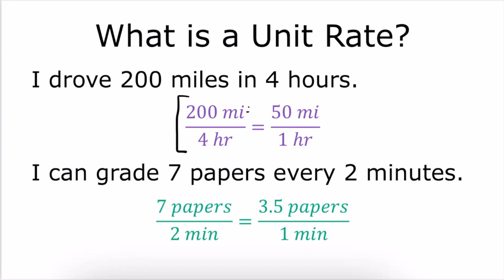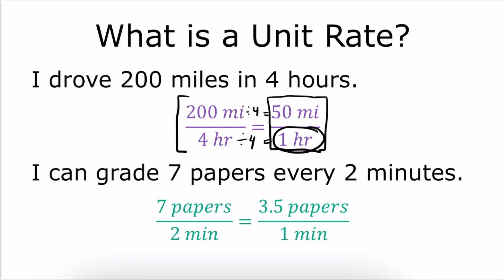And so you could divide the top by 4, which tells you that you get 50 miles. If you divide the bottom by 4, that gives you 1 hour. And this tells you that driving at a speed of 50 miles for 1 hour is equivalent to the speed that you would drive if you drove 200 miles in 4 hours. And this reduced rate or simplified rate is actually a unit rate because the second number in the rate is 1 unit, or in this case, 1 hour.